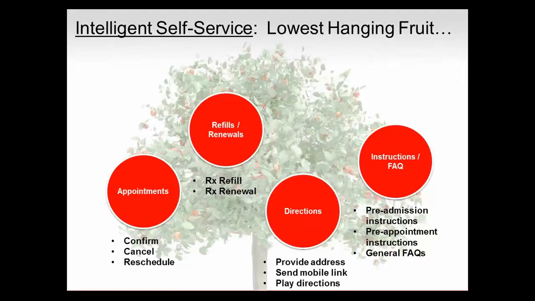And then just basic FAQs. So questions about pre-admission, pre-appointment instructions, and then general FAQs as well. And we feel like, or we've seen anyway in our experience, that you can address a good 65% of your inbound calls in these 4 areas, at least through partial automation.